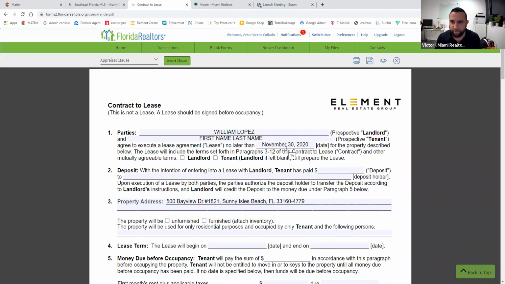You should have a lease agreement within probably a day or 2 after the offer is accepted, so that shouldn't take very long. But just to protect yourself in case there are any delays, give yourself plenty of time. So we'll put here November 30th. The lease: who will prepare the lease? You always want to check the box that says landlord. Typically, the landlord's agent will be the one to prepare the lease agreement.